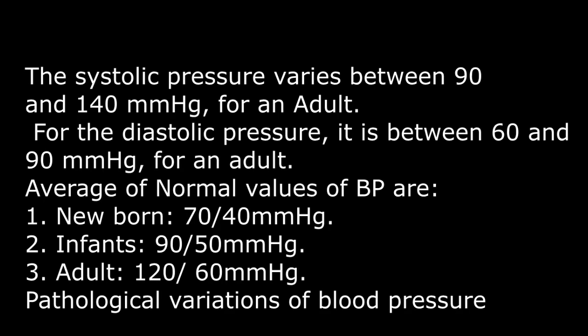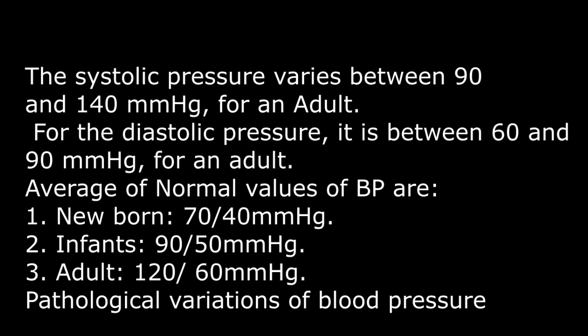The systolic pressure varies between 90 and 140 mmHg for an adult. For the diastolic pressure, it is between 60 and 90 mmHg for an adult. Average normal values of BP are: 1. Newborn, 70/40 mmHg. 2. Infants, 90/50 mmHg. 3. Adult, 120/60 mmHg.